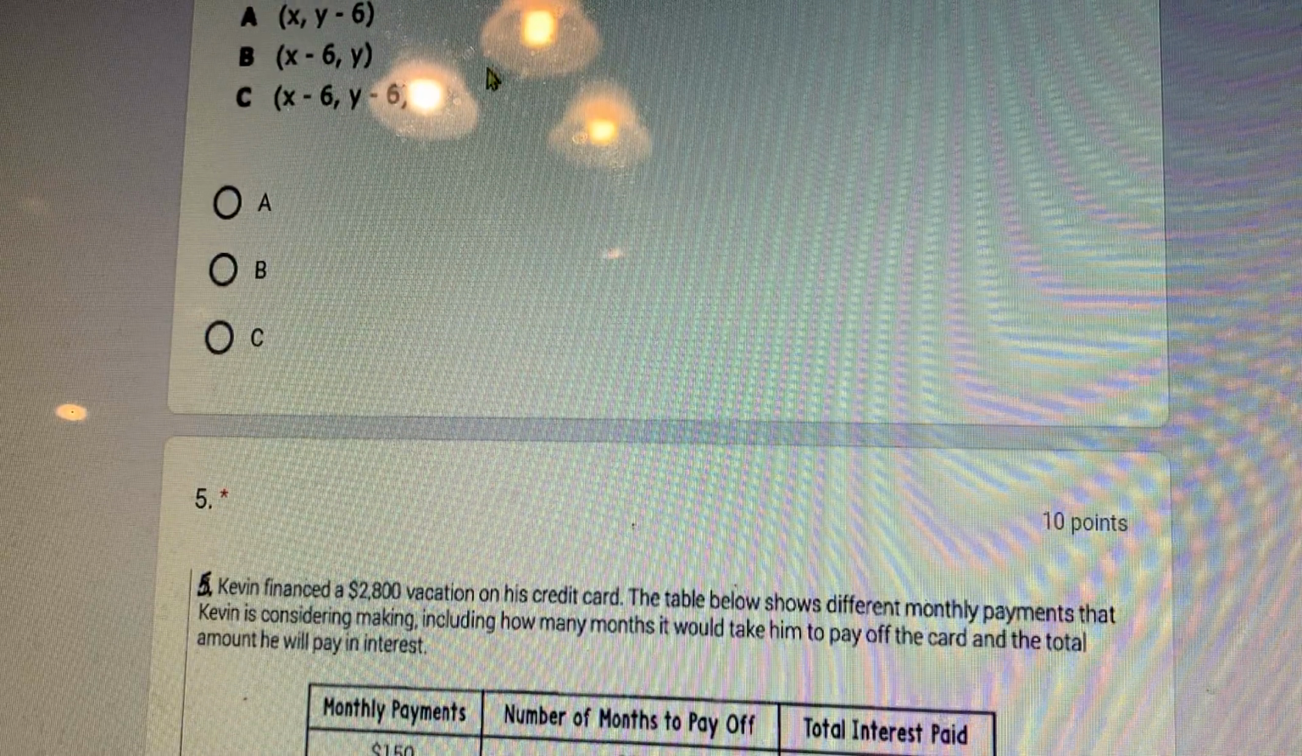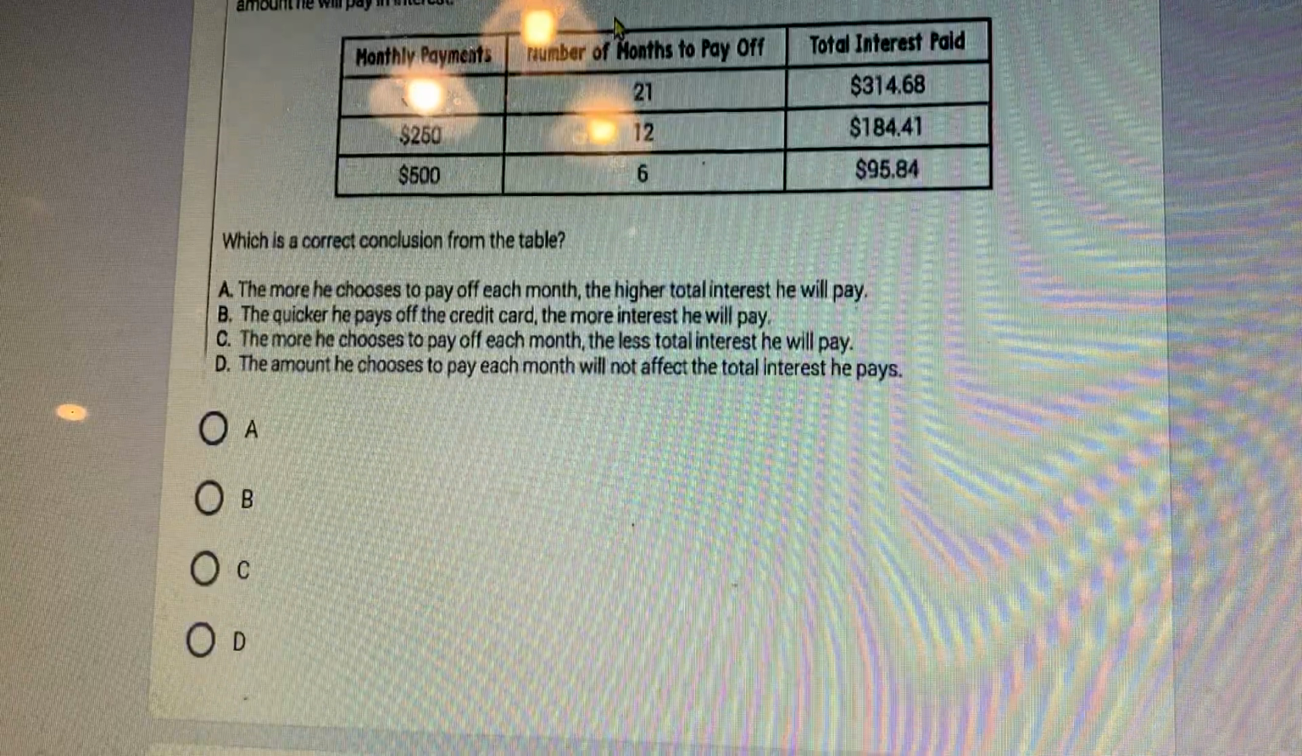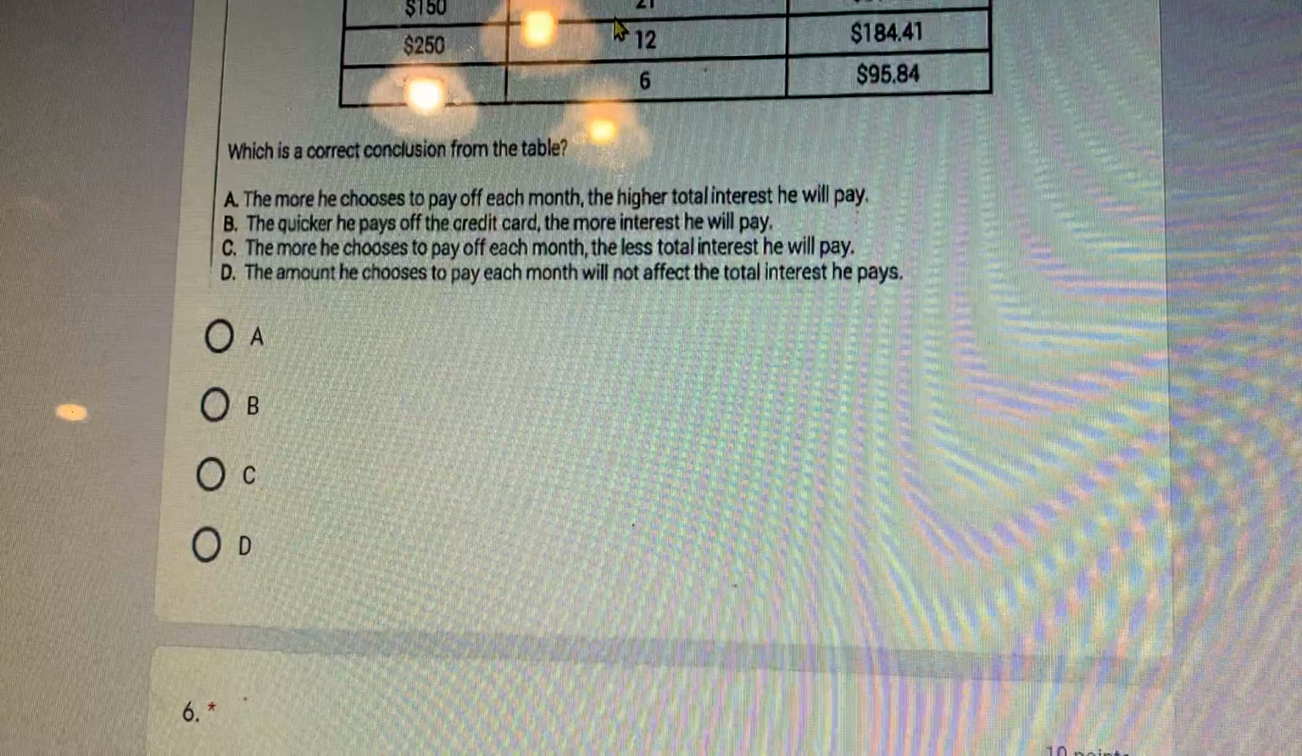This one is a translation. It's translated 6 units down. You need to figure out the algebraic representation for that. Pretty easy.